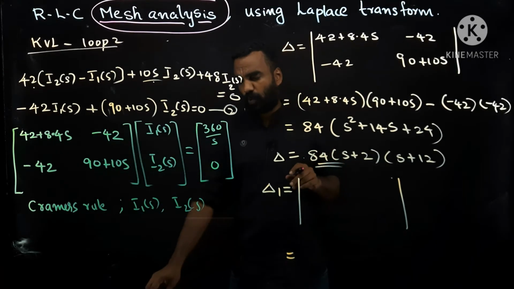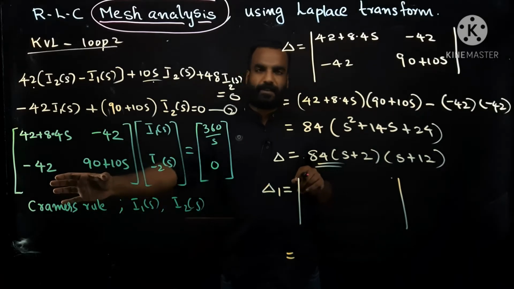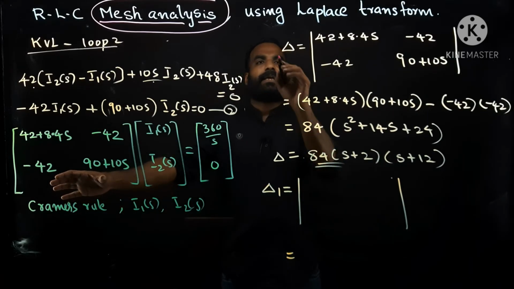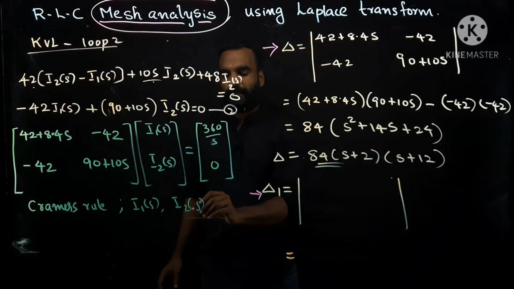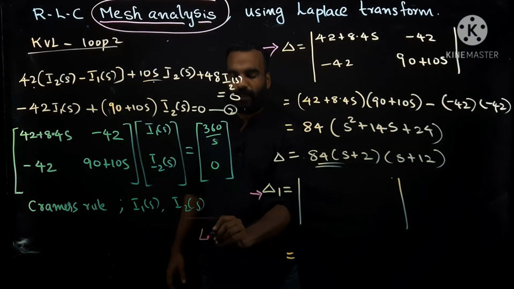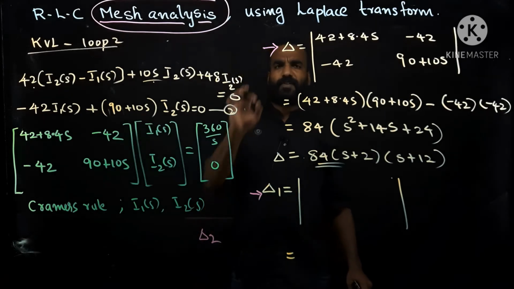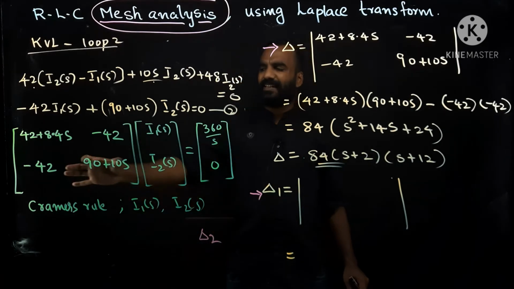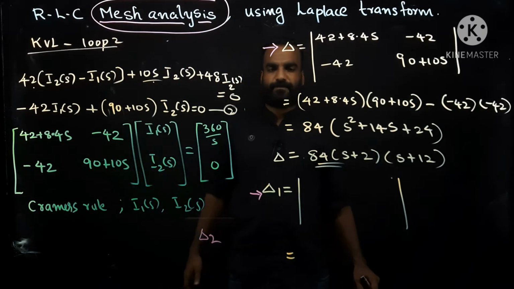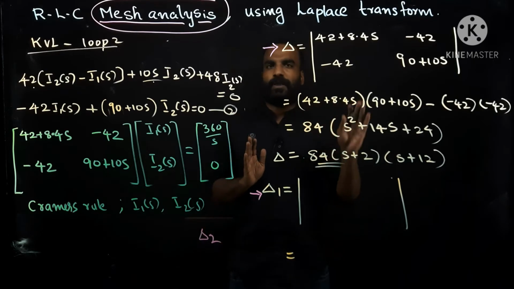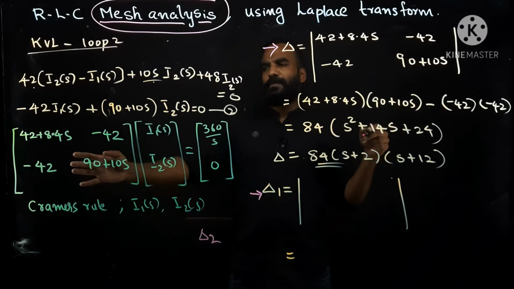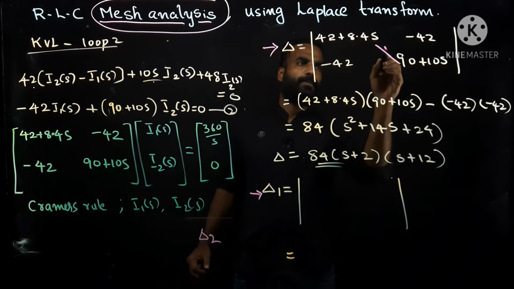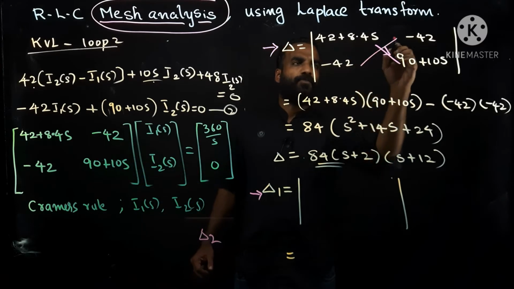For Cramer's rule to apply, this is the base matrix. So delta we need to calculate, delta 1 we need to calculate, and delta 2 we need to calculate. First of all, what is delta? Delta is the determinant of the base matrix. First we can do that, then I will explain what is delta 1. So delta is the determinant of this matrix, that is we have to cross multiply like this and minus of this.